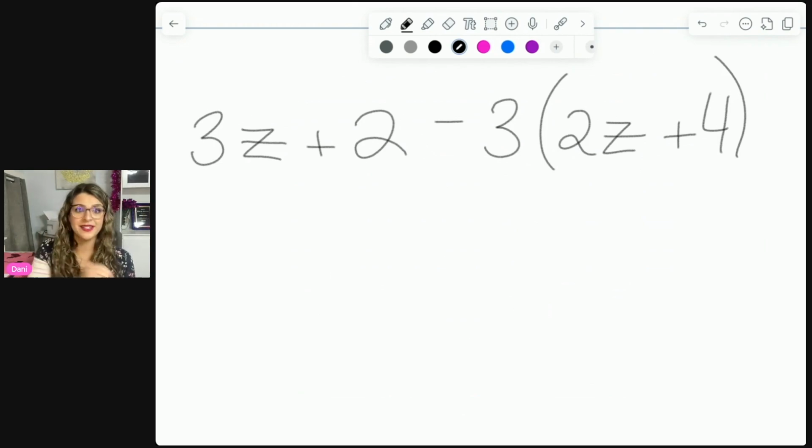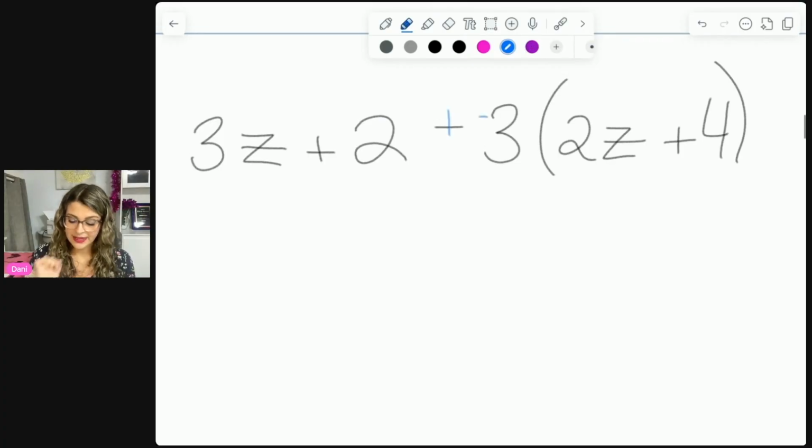So this one, we have 3z plus 2 minus 3 times the whole quantity, 2z plus 4. So this is the perfect reason why I like to do that little plus minus there, plus the negative, okay?